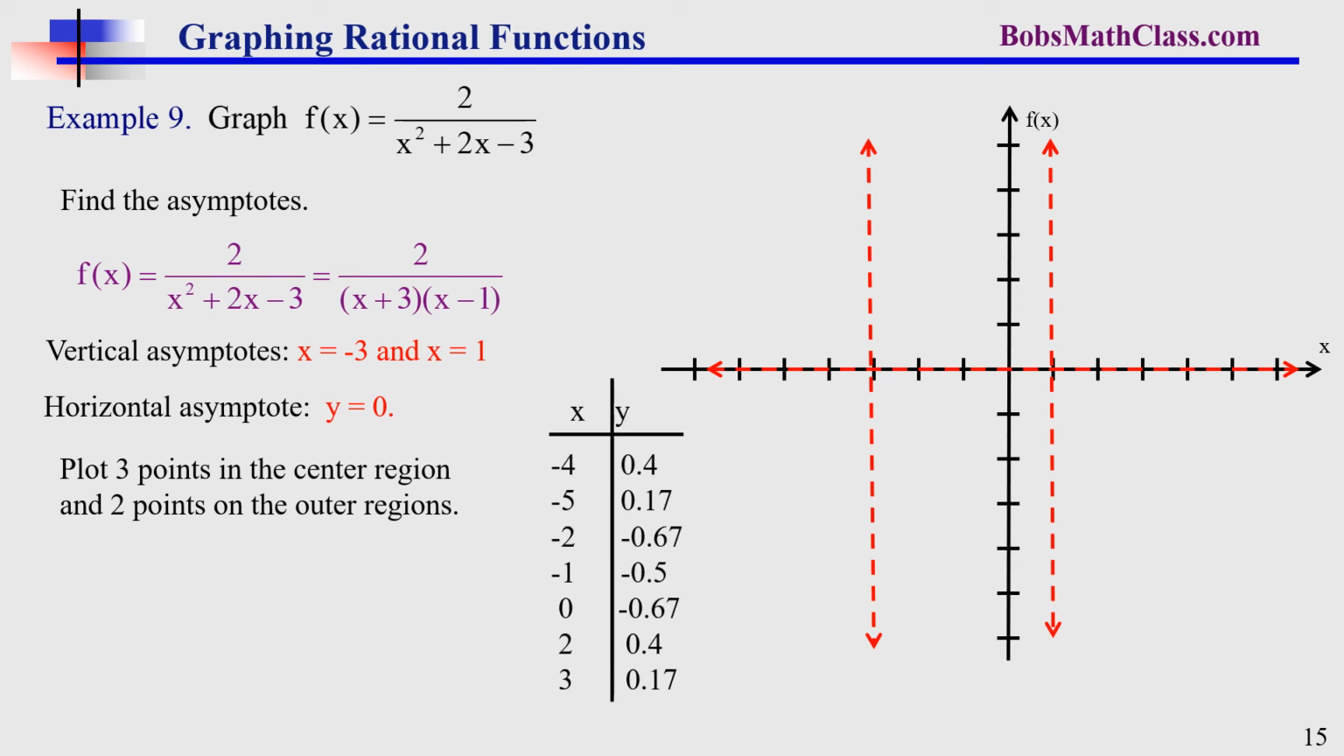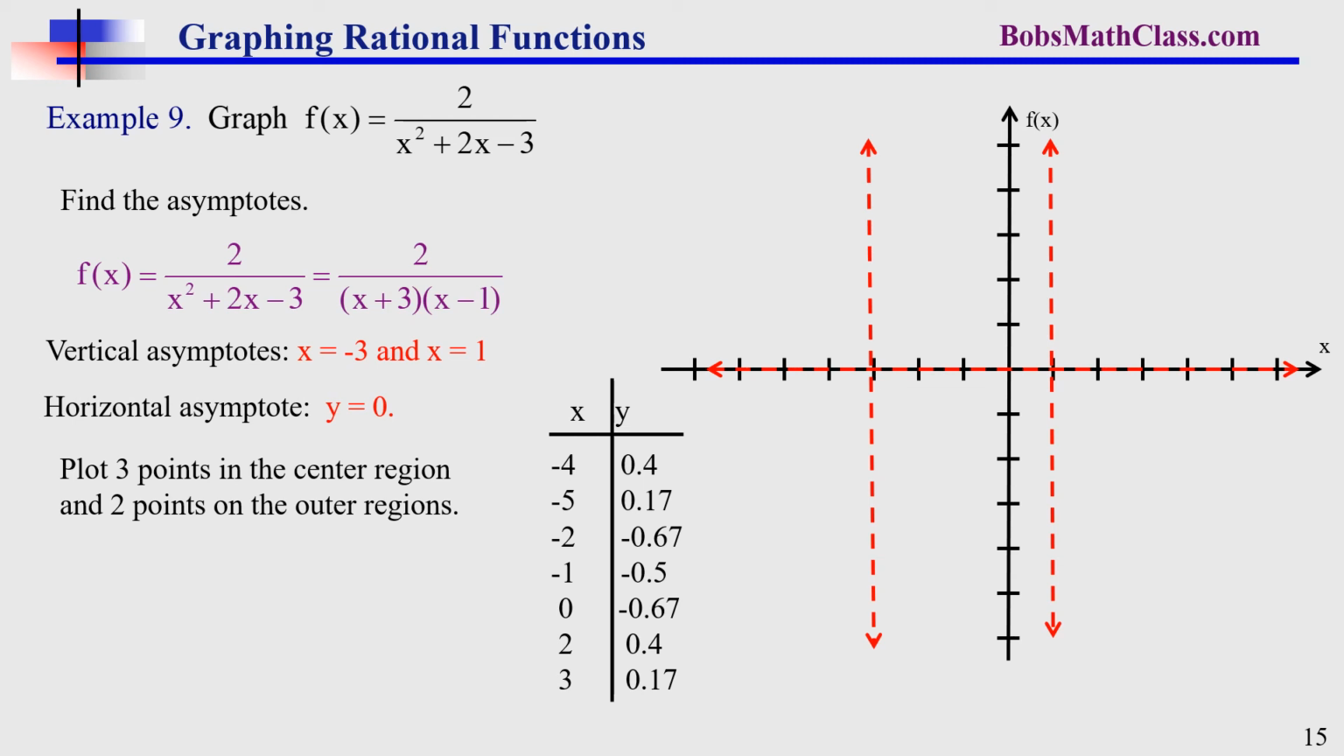So here's my table. Remember, we have a vertical asymptote at -3. So to the left is -4 and -5. In the middle is -2, -1, and 0. And on the right is 2 and 3. Plug those into the calculator.